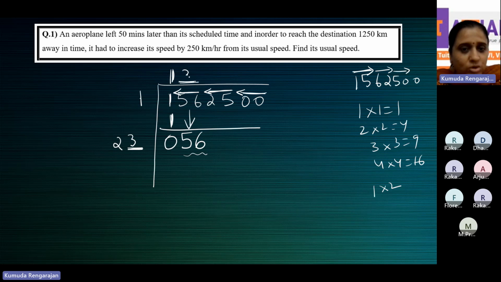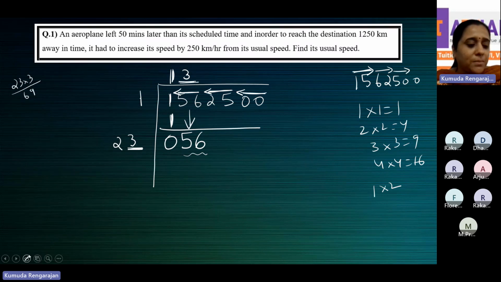You must place 3 here also. And what will be the product? 23 into 3, not 13. 23 into 3, not 23 into 13. So let's check 23 into 3. 23 into 3 is 69. Oh, it's more than 56.